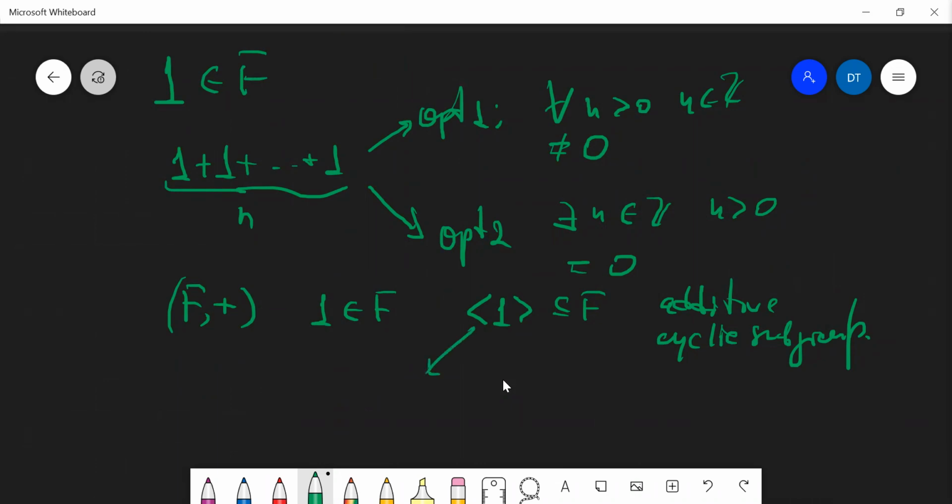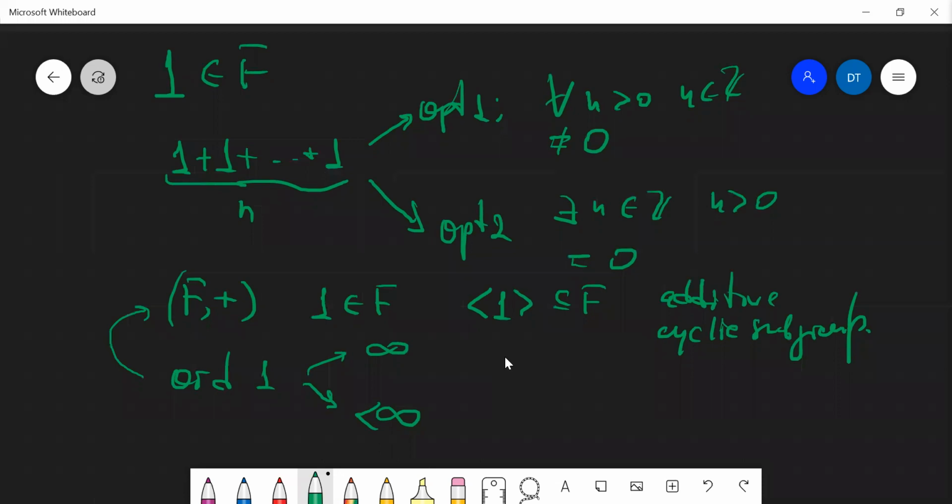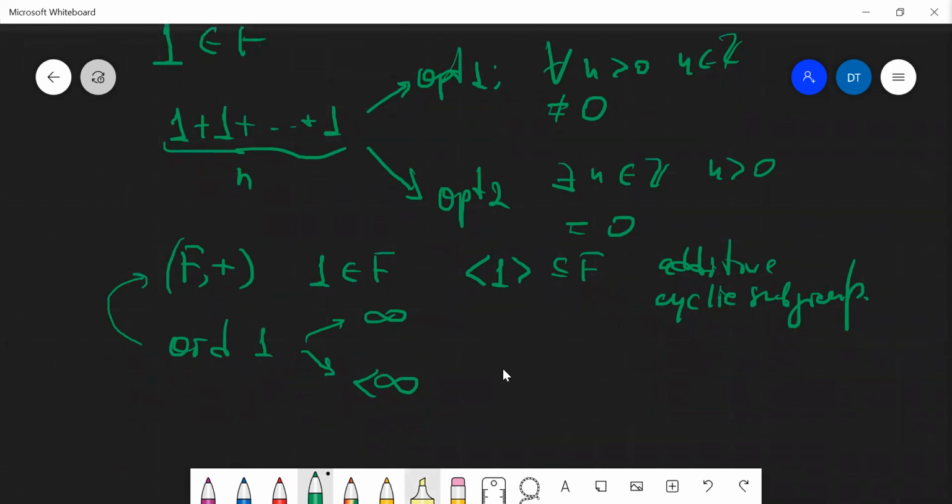So yeah, if you take a look at the order of 1 inside this group, I mean with respect to addition, because with respect to multiplication, it's not interesting, it's already just 1. Then you have two options. It's either infinite or it's finite. So this is how it's related to the cyclic subgroup, but I do not generate the whole group because I do not consider -1 and etc.